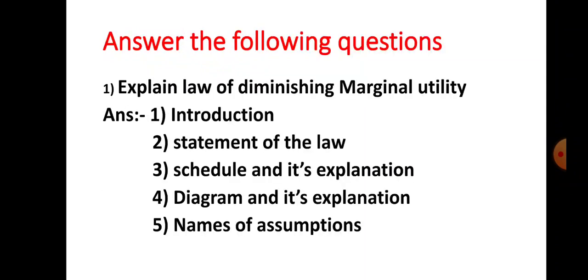Now let us see what kind of question is possible in the exam. Answer the following question. This is a short answer question for 4 marks. The question is: explain law of diminishing marginal utility. How to write down the answer? Number 1, introduction is a must here. Number 2, statement of the law. Number 3, schedule and its explanation. Number 4, diagram and its explanation. And number 5, you have to write only the names of assumptions.